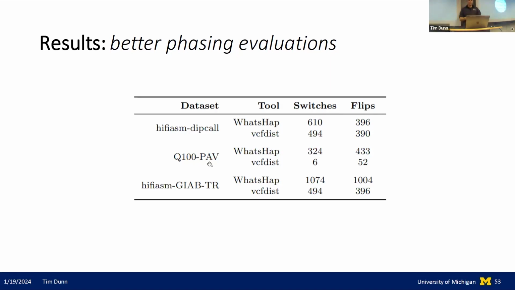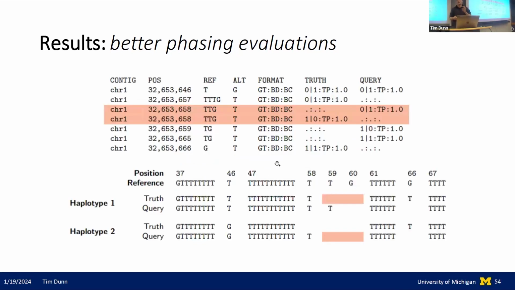And then in contrast, this second data set was generated from a Q100, a very high quality de novo genome assembly. And we found that there were only 6 switch errors, which is more similar to what we would expect than WhatsApp, which still finds over 300. So there's a bunch of noise originating from WhatsApp. And now I'm going to explain why we found that was the case.